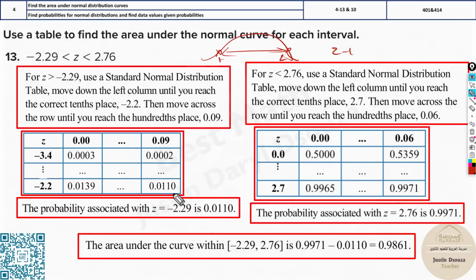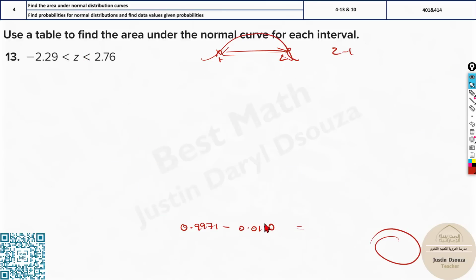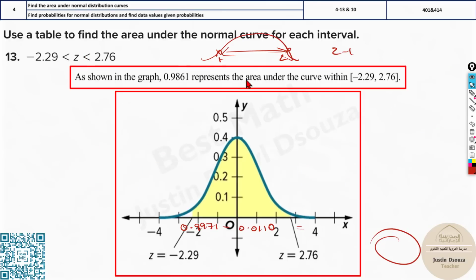Same way, I know the point over here for the greater point is 0.9971 minus 0.0110. If you do this, you will get the answer 0.9861. That is your answer. So the area under these two z values from the table is that much. Now you can see here the yellow part is representing from here to here.